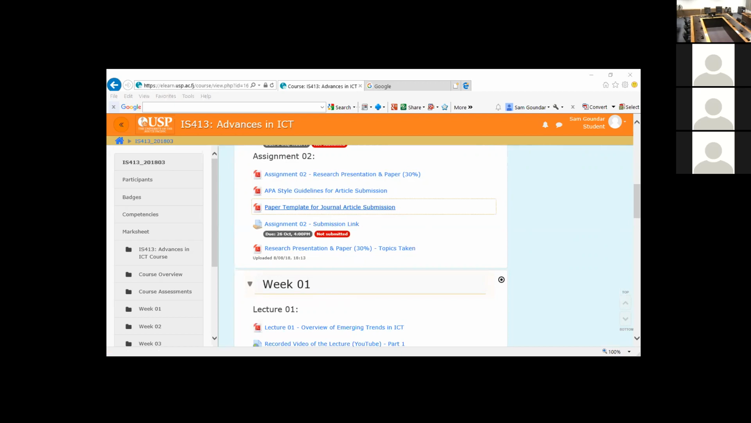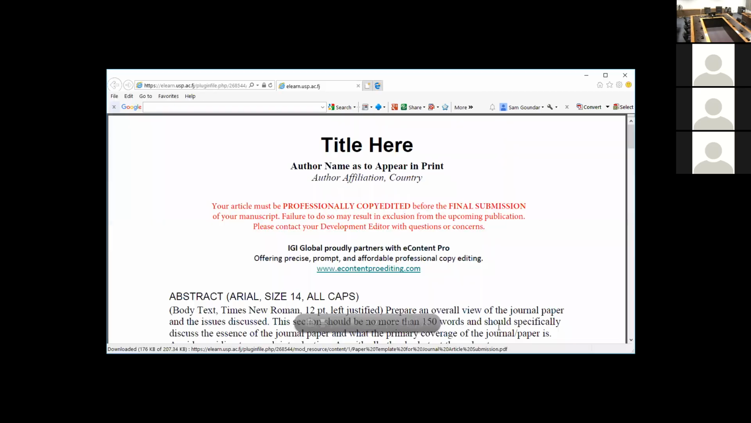Can you see the document I've just opened? No. Probably not. Okay. So I'll have to go on new share and then find where I have opened that. Where did it go? Here. And share that. Okay. You can see it now? Yes, sir.